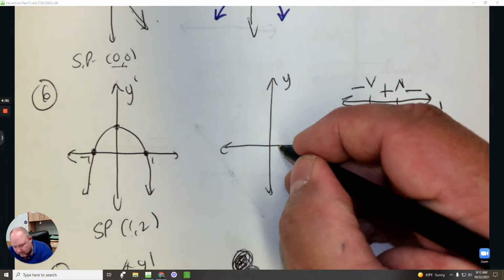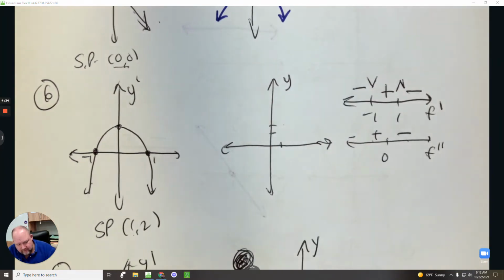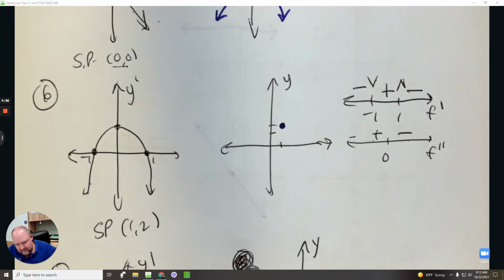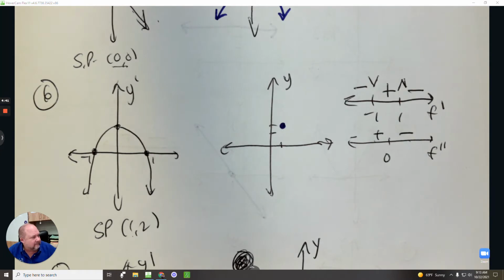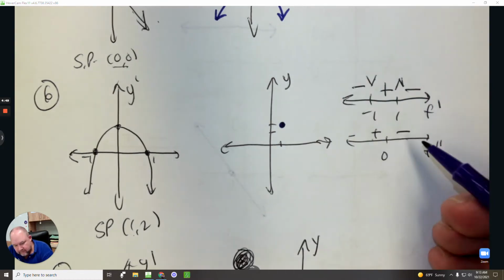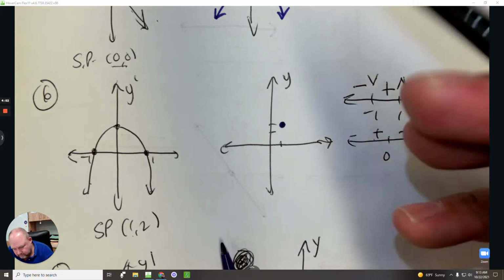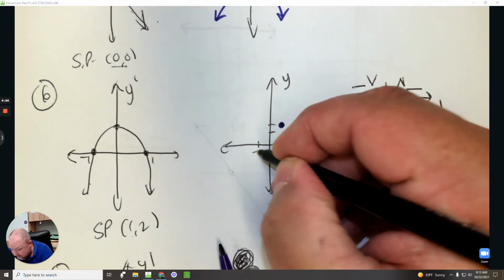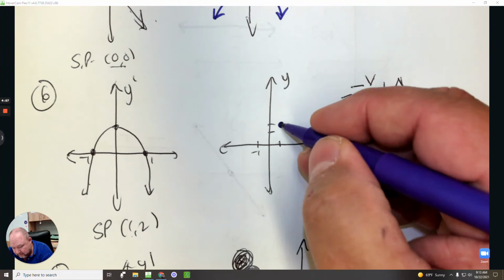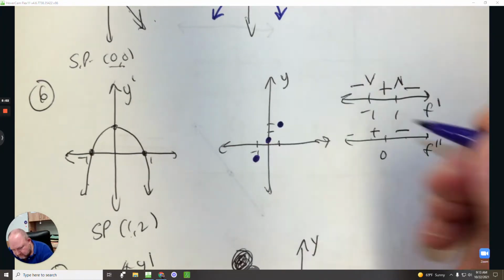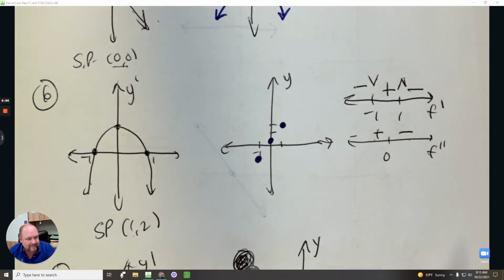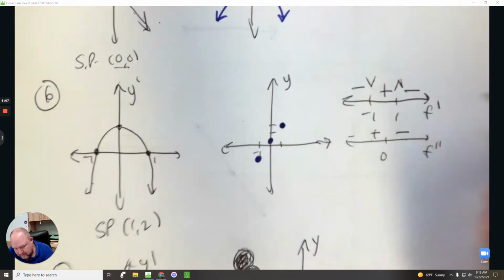We have a starting point at 1, 2. Do that in purple. At 1, 2 is a maximum. At negative 1, we have a minimum. Now, I don't have any information where that minimum is, so anywhere below that one works. And then at 0, we have a point of inflection. And so we know it's concave up.